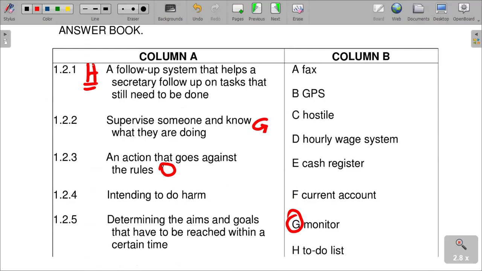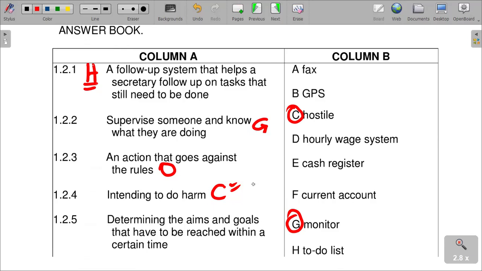Intending to harm. When you are doing something with intention to harm, when somebody does things intending to harm, that's being hostile. Number four, intending to harm, that's being hostile.